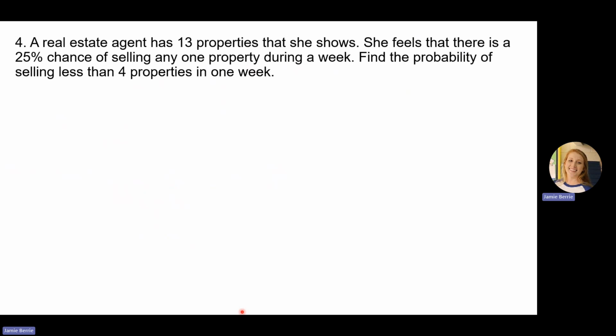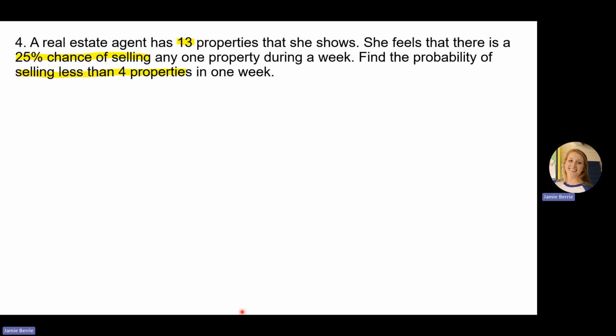Right, and then here's our last problem. Again, just slightly increasing in difficulty here. It says a real estate agent has 13 properties that she shows. That's our number of trials. She's going to show 13 houses this week. She feels that there's a 25% chance of selling any one property during a week. So she's got a 25% chance of selling the house that she shows. Find the probability of selling less than 4 properties in 1 week.